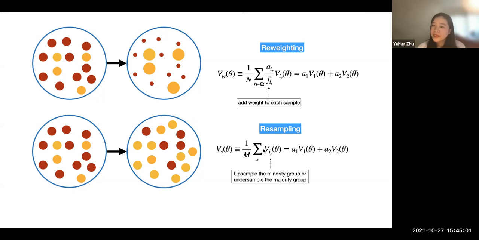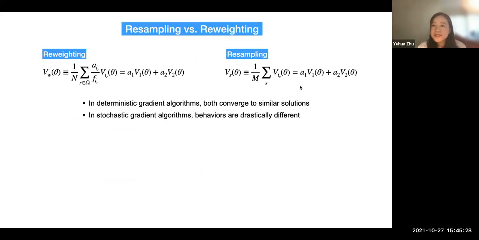For resampling, what we do is upsample the minority group or undersample the majority group. Basically, here we only have four samples for the yellow group, so we sample multiple times for the yellow group, but fewer times for the red group, so that we can correct the sampling bias. These two methods have the same expectation. So in deterministic algorithms, both converge to similar solutions. But when we use stochastic gradient algorithms, the behavior of these two is very different.